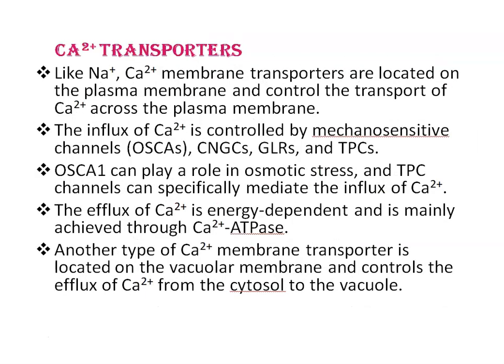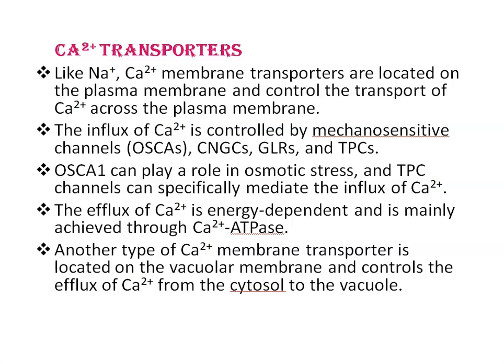Next is calcium ion transporters. Calcium is an essential nutrient for plants. Calcium ion homeostasis is highly important for maintaining the integrity of cell membrane structure and for maintaining intracellular enzyme activity, like sodium ion. Calcium ion membrane transporters are located on the plasma membrane and control the transport of calcium ion across the plasma membrane. The influx of calcium ion is controlled by mechanosensitive channels, OSCAs, then CNGCs, GLRs, and TPCs, right?